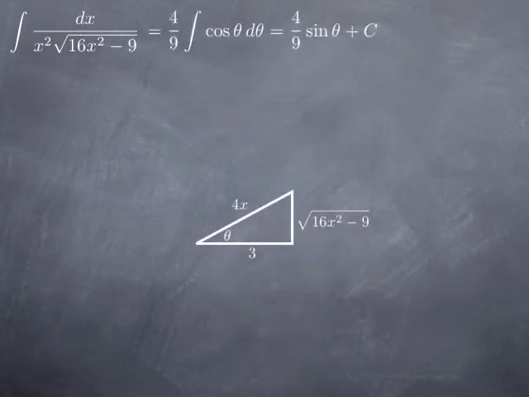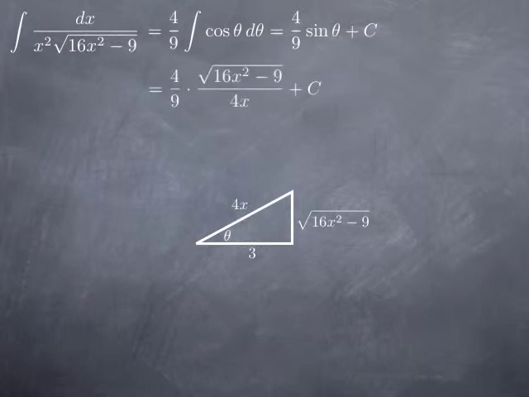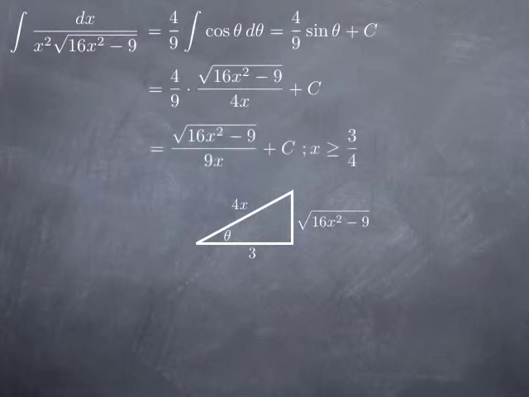So now we want to rewrite 4/9 of sine of theta in terms of x, and you see that in this triangle sine theta is the opposite side over the hypotenuse, in other words, square root of 16x squared minus 9 over 4x. When I multiply that by 4/9, you see that the 4 cancels out, and we're left with square root of 16x squared minus 9 divided by 9x up to a constant. And this is valid for x greater or equal to 3/4 because this is what we picked for the interval for the trig substitution.